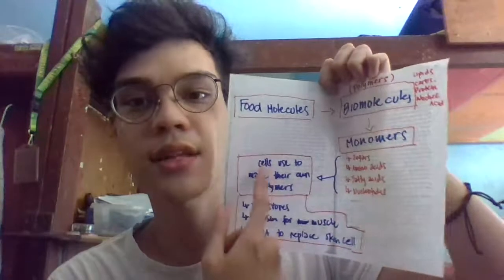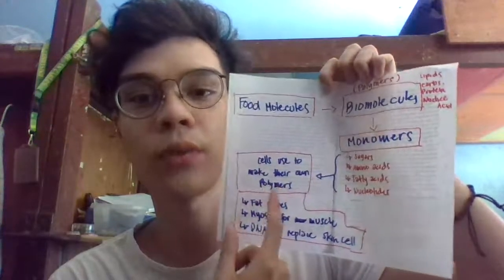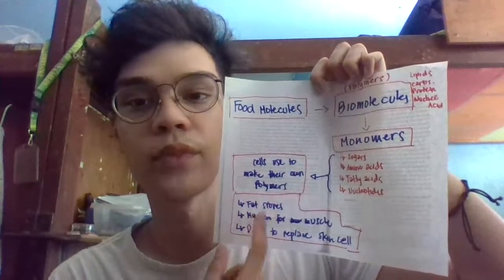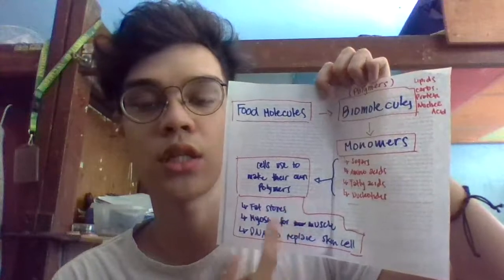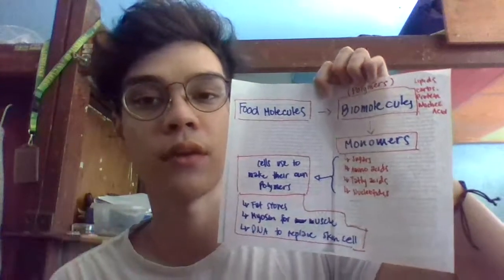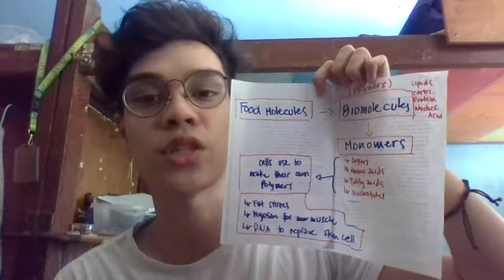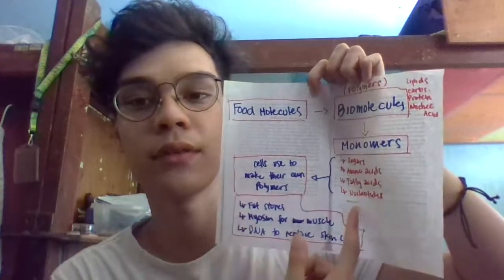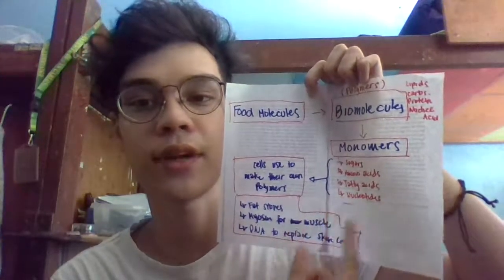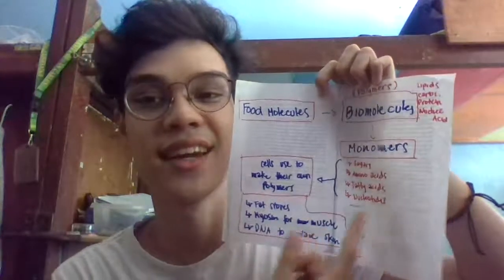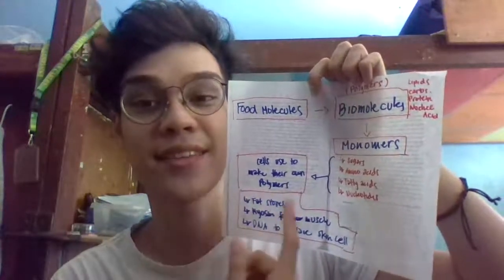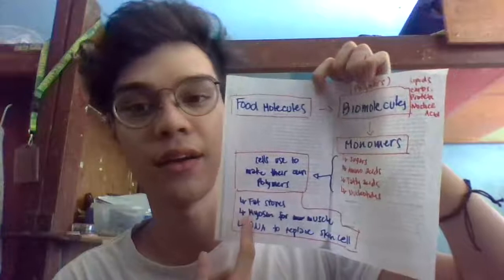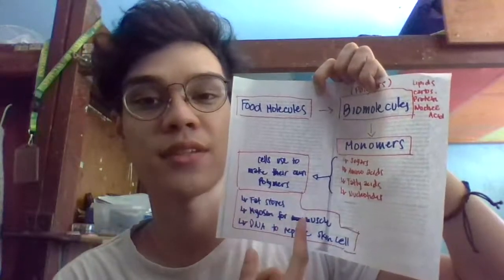Now these cells use them to make their own polymers. So what happens to each is different. If we need, for example, we ran a marathon, and we need to replenish our fat stores, for example the fatty acids are stored as fat, or also the sugars, they're stored as fat. And then for example the myosin is used for our muscles.